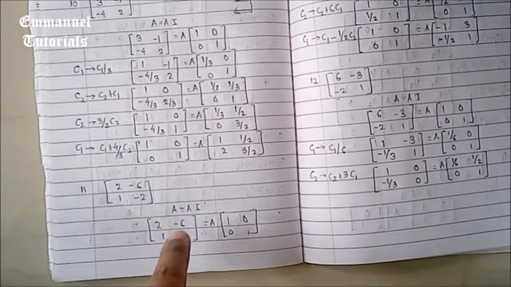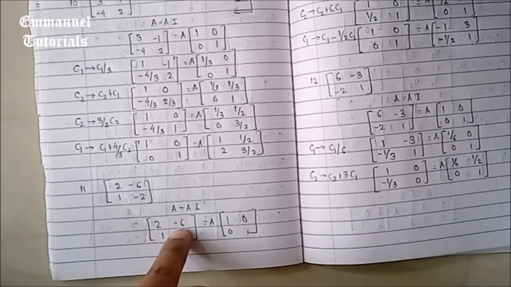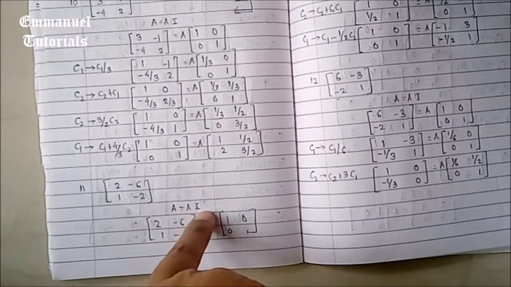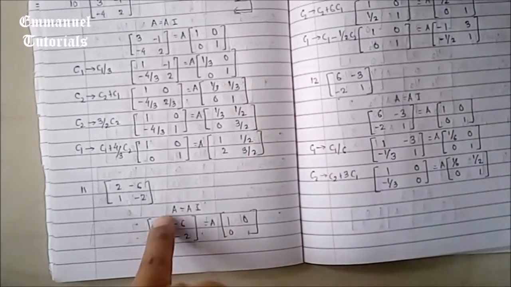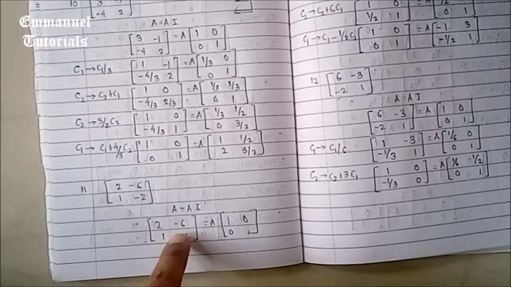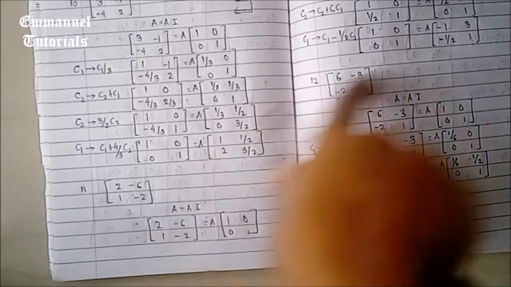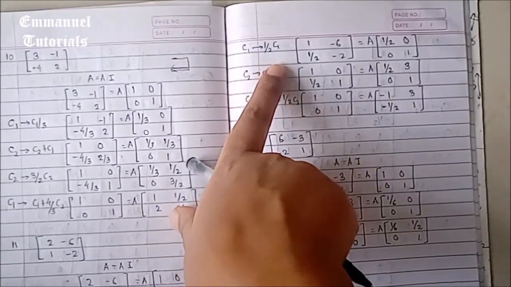Now let's go to the next question, the 11th one, where the matrix is 2 minus 6, 1 minus 2. Now it's a column transformation, so we again substitute the values. A is equal to AI is the equation to be used. Now again we go to the first element, which is 2. To make it 1, we again use division. So it will be C1 is half C1, or C1 by 2.